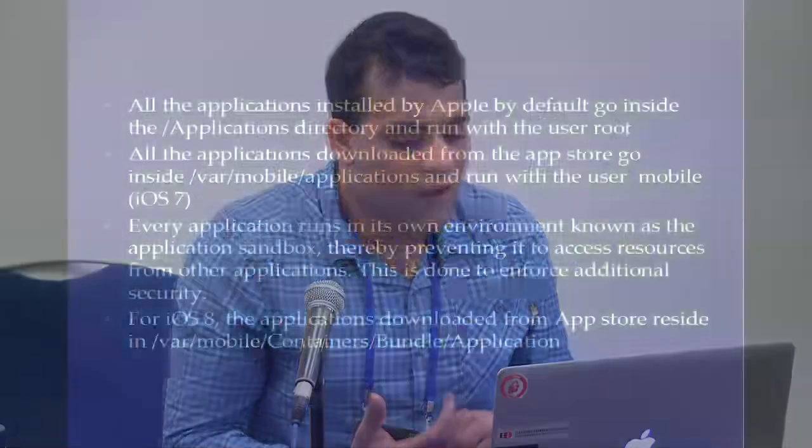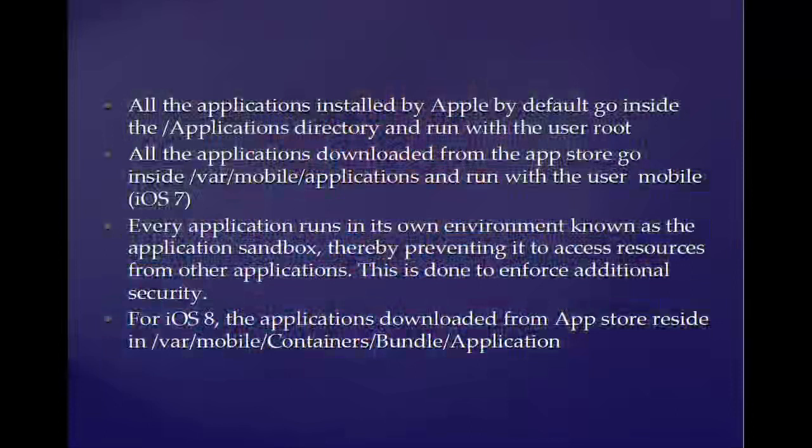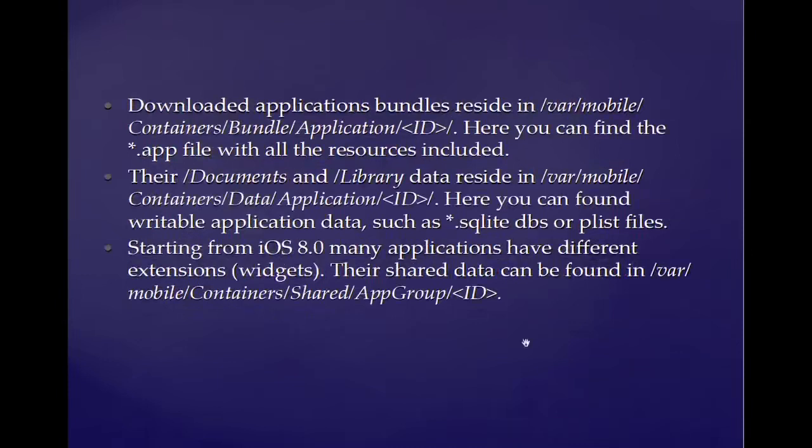Now for iOS 8, the location for applications is different. The applications go inside /var/mobile/Containers/Bundle/Application. So let's quickly look at that after the slide. The downloaded applications will go inside this folder, whereas the downloaded application data will go inside /Data. The only difference between these two paths is that here it is Bundle, and here it is Data. So that is the only difference.